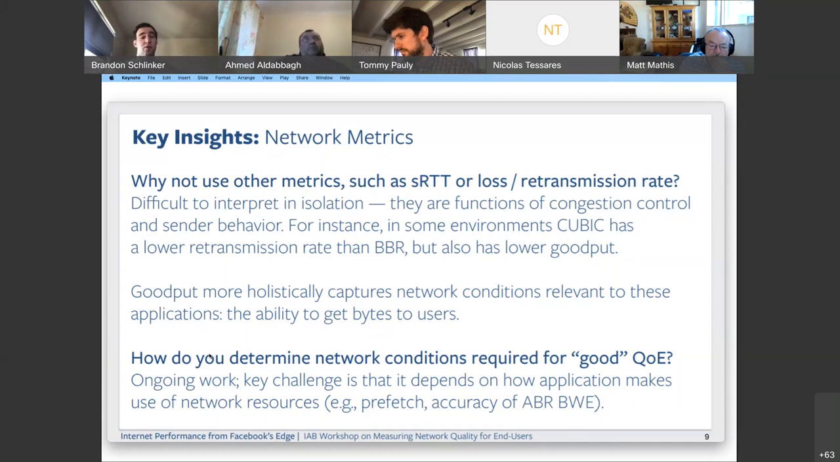Good put success rate more holistically captures how all these underlying network conditions, along with how the congestion control and the transport behave under those conditions, impact our ability to deliver bytes to the users.